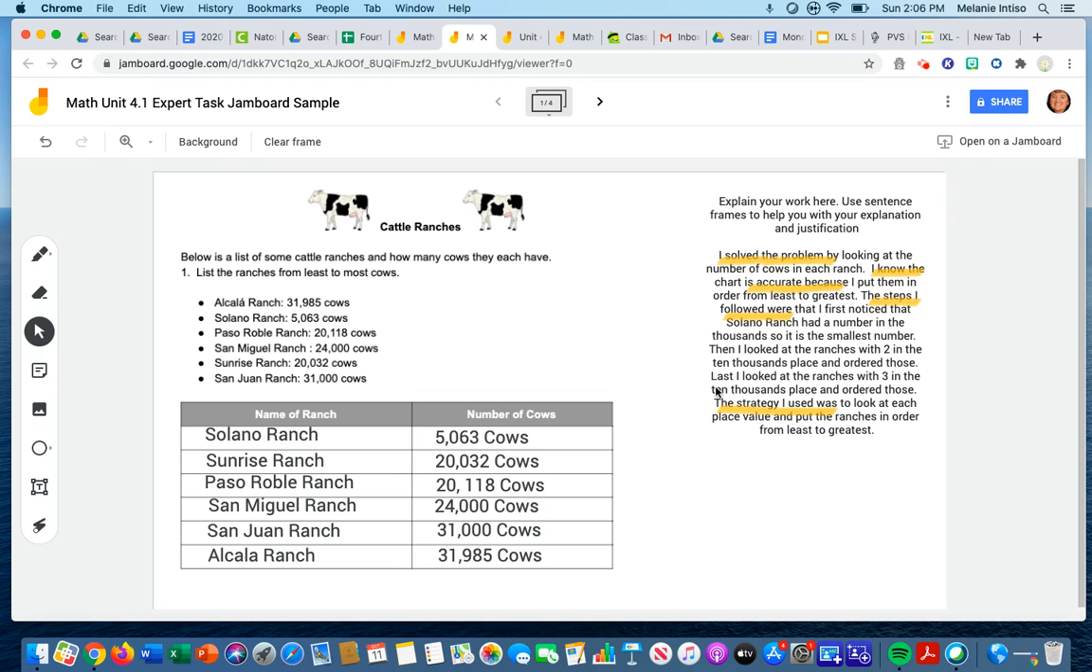Finally, it says, lastly, I looked at the 3 in the 10,000s place and ordered those. So these both have 31,000, but this one is 31,000 and this one is 31,900. So there's a 9 in the hundreds place here. So I know San Juan is smaller than Alcala Ranch. And then the strategy I used was to look at each place value and put the ranches in order from least to greatest. So you had to explain your work on problem number 1 here.